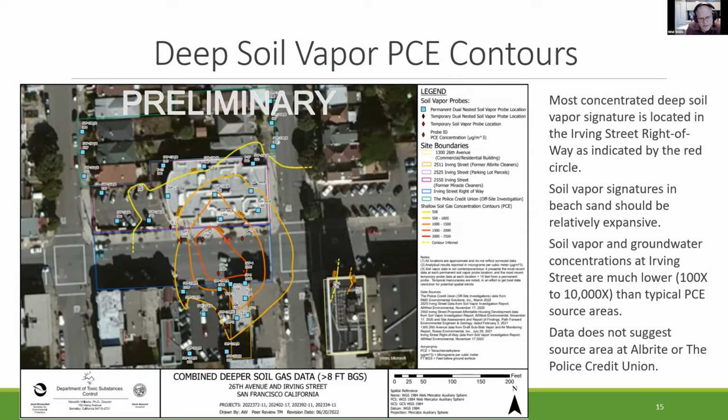In addition, while these concentrations are all low in a general sense, the relatively highest levels are in the street rather than under the historical operating footprints of the two dry cleaners. So this existing line of evidence, the composited data, does not suggest a source area at either Albright or at the former Miracle Cleaners within the Police Credit Union property, but investigation continues.